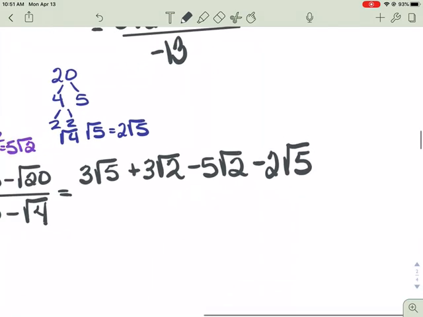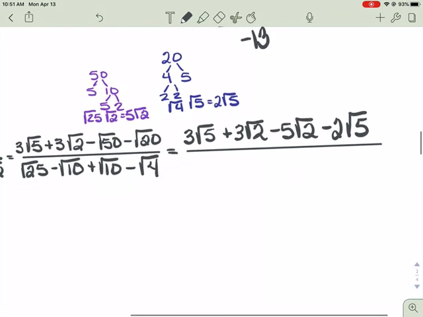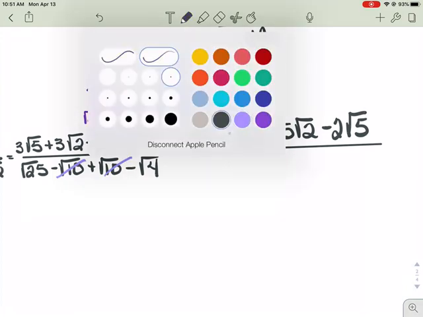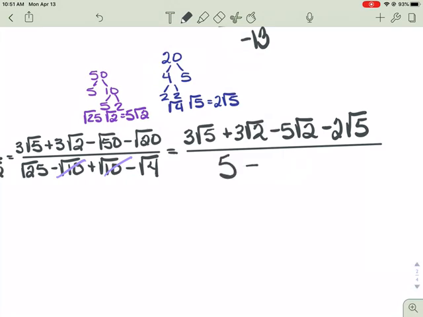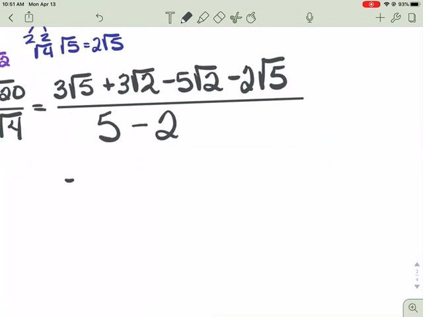Okay, it looks like we're going to be able to add and subtract some things in our numerator. In our denominator, the square root of 10 is going to cancel out because one's positive, one's negative. Simplify, we get 5 minus 2. Okay, so let's keep simplifying. Let's simplify that numerator.